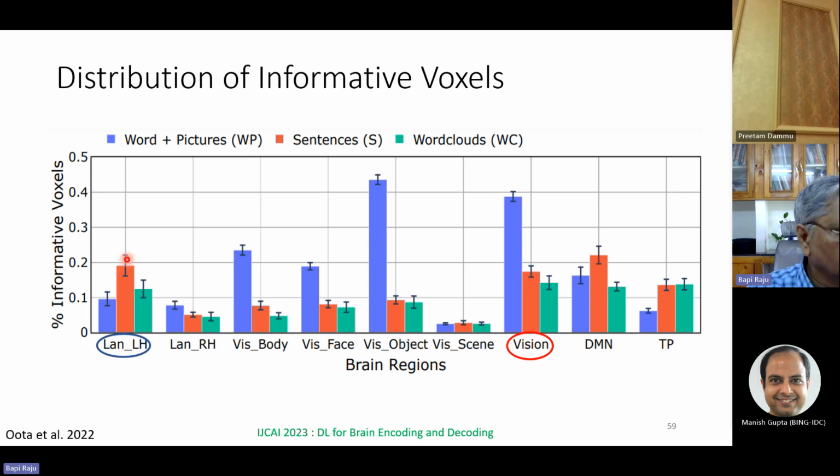What you see here is that the proportion of informative voxels in left language regions for sentences is higher in the left hemisphere. It is well known in cognitive neuroscience that left hemisphere specialization for language representation bears out. And vision regions, for example, have many more voxels that correspond to word and picture view. Again, not very surprising, because the stimulus has rich visual information, so the vision areas contribute a lot more to this decoder model.